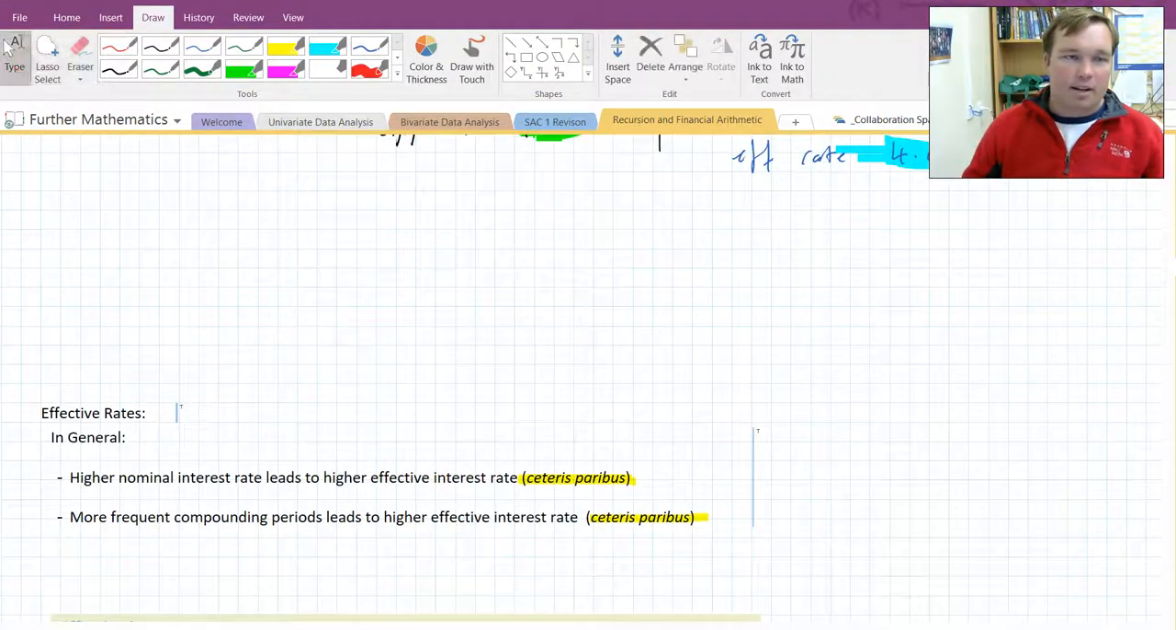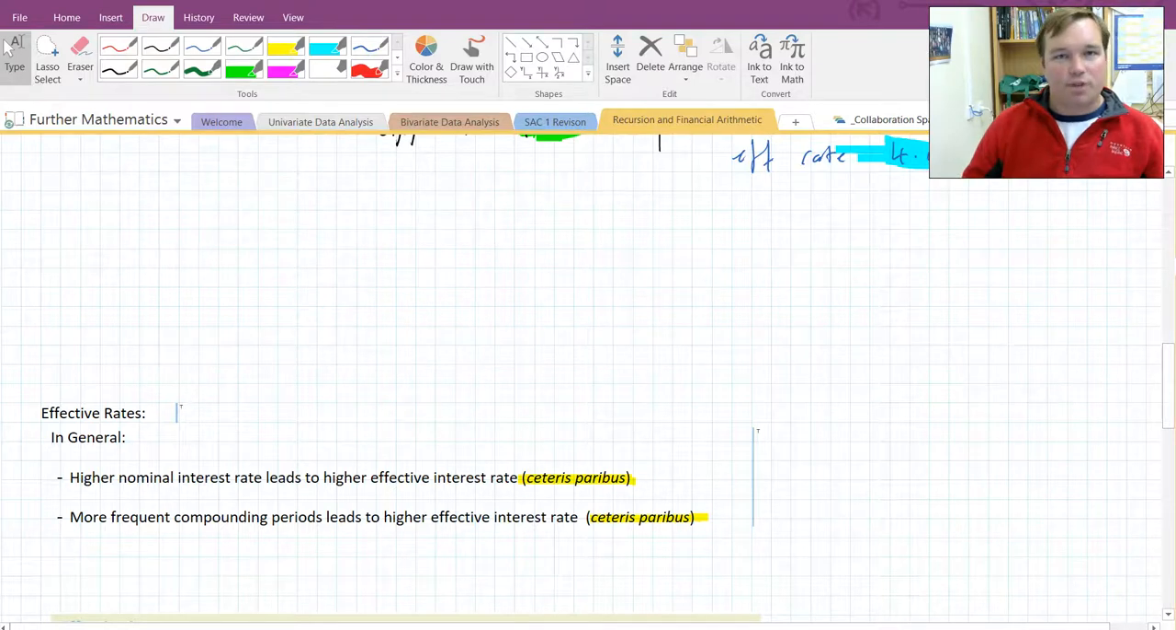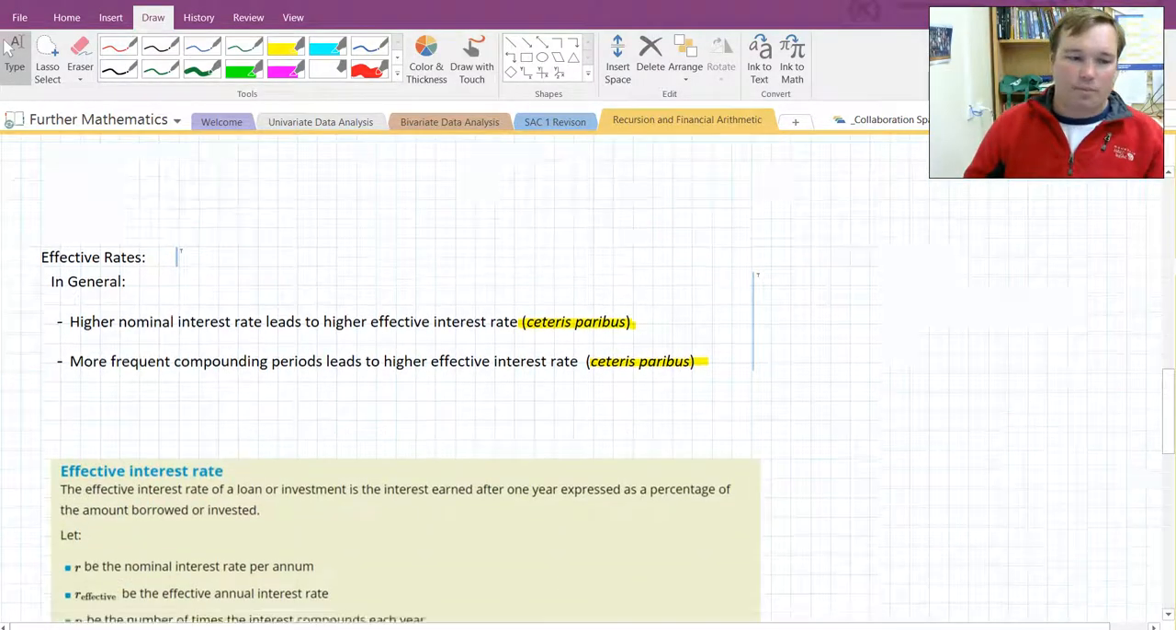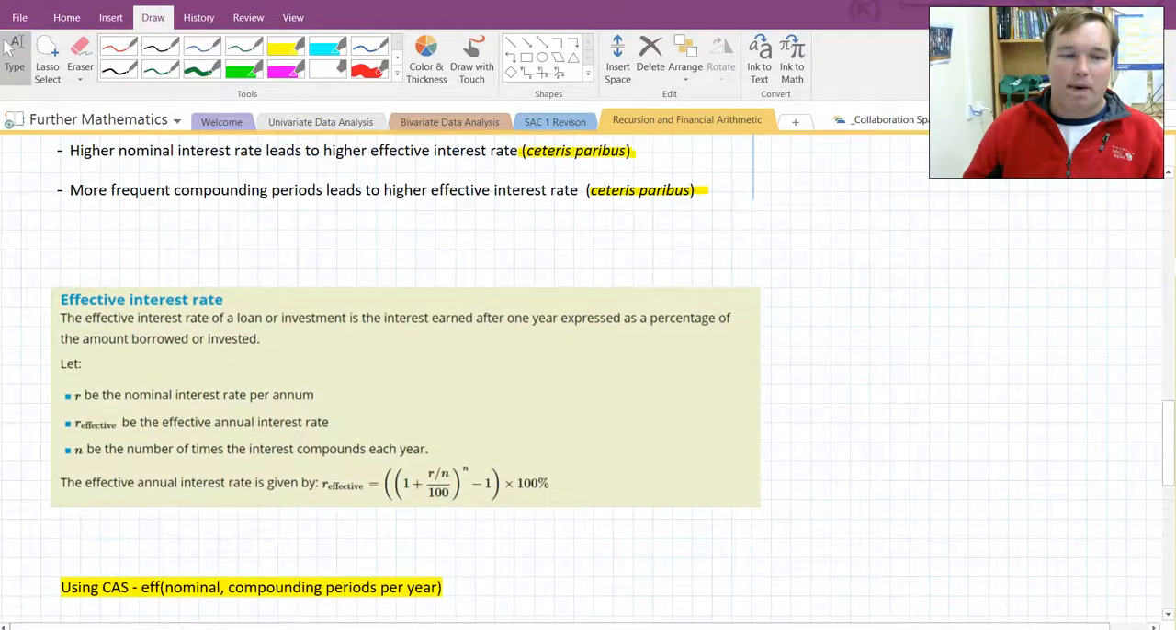Now you might be thinking, that seems like a really long way to go about it, having to do a recursion relation each time. Good news is, there's a better option. There's an equation. Bad news is, it's terrible. That's the equation there. It's worth having in your book. It may come up in multiple choice. I've actually never seen it come up before, but it's in the course.